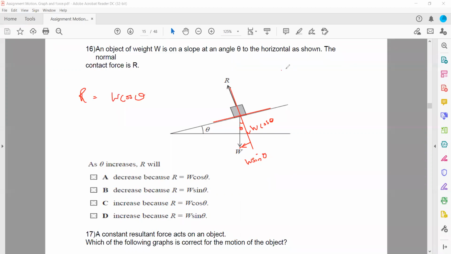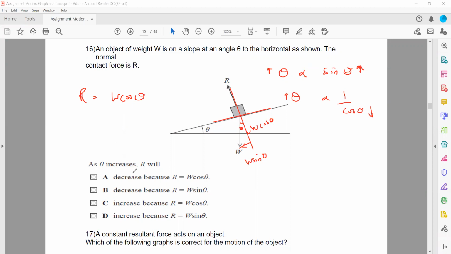And what is the relation between theta and sin theta? They are directly proportional, meaning if we increase the value of theta, the value of sin theta will also increase. And what is the relation between theta and cos theta? If we increase the value of theta, the value of cos theta will decrease.